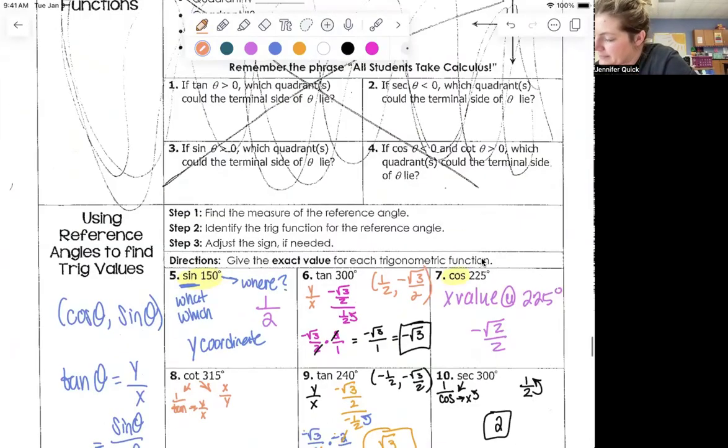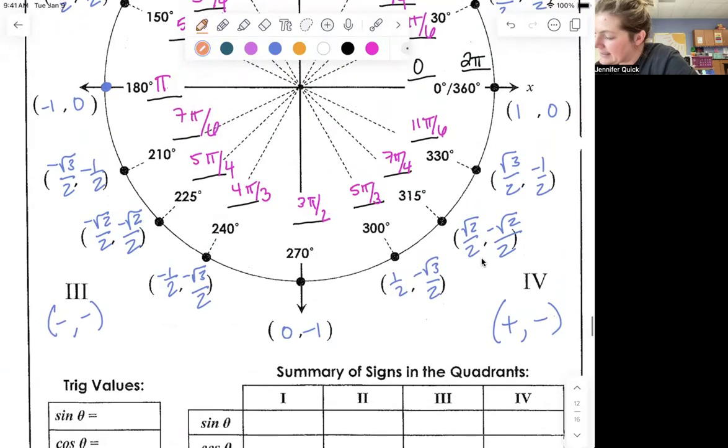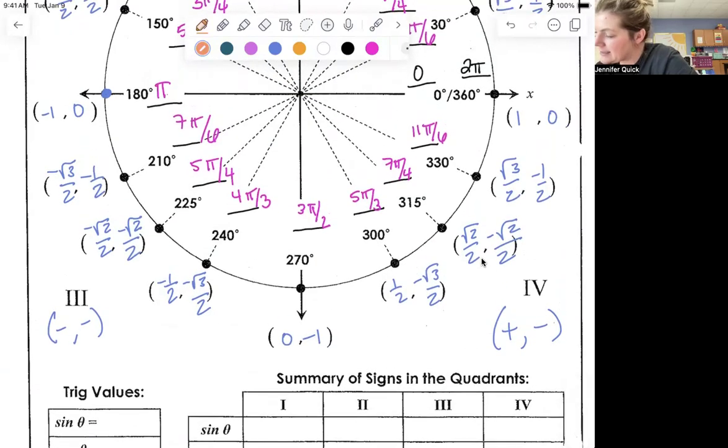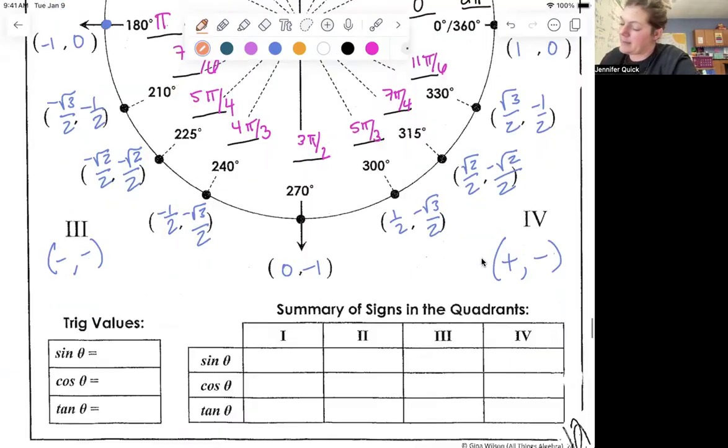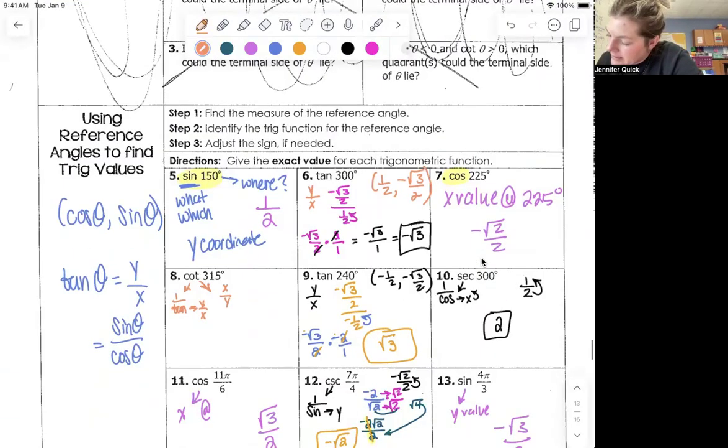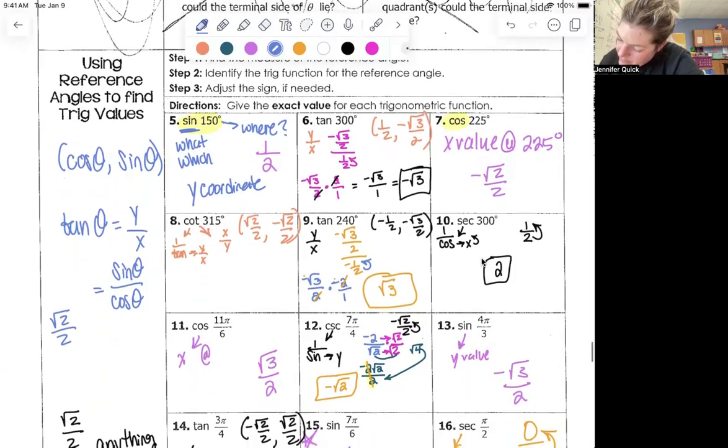So here we go. 315. Oh, this one's silly. We've already kind of done this because we did 7 pi over 4. Oh well, it's fine. It'll be good practice. X over y. So the coordinate is the square root of 2 over 2, negative square root 2 over 2. So it's going to be the x, which is the square root of 2 over 2, over negative square root 2 over 2. Well, anything over itself is going to be 1, and then there's a negative on the bottom. So that'd be negative 1.